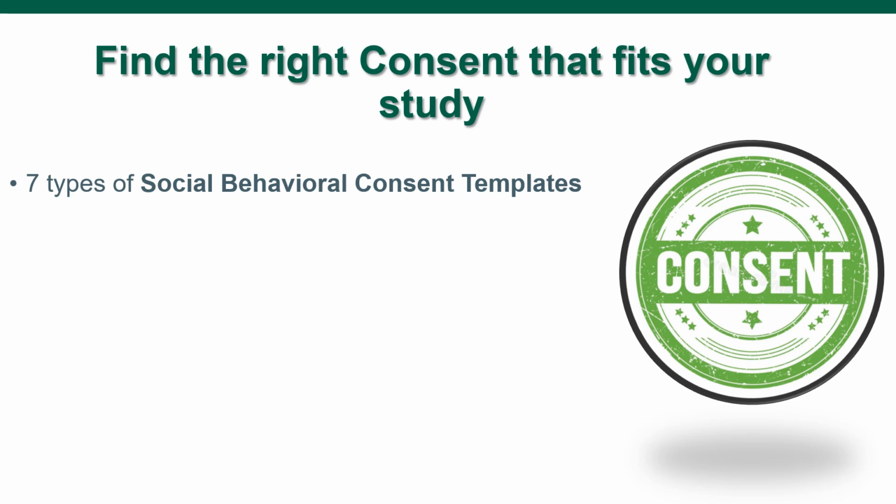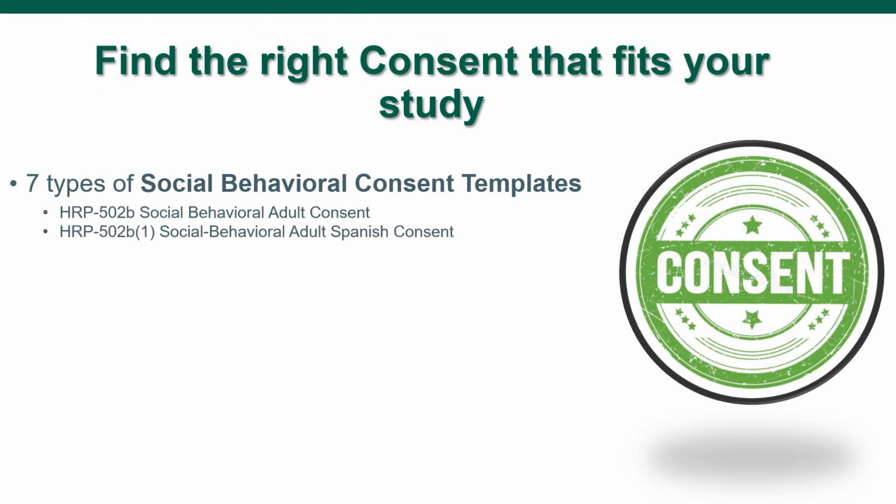Okay, now we have 7 social behavioral consent assent templates. Just like biomedical, we have the adult consent and the adult Spanish consent. Now remember, if the subject representative understands more than one language, like Spanish, the consent process should be in their preferred language of Spanish. Also, you may translate the English consent to any preferred language of the subject population.